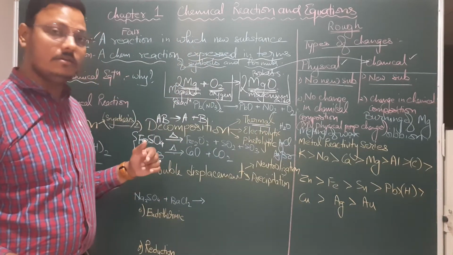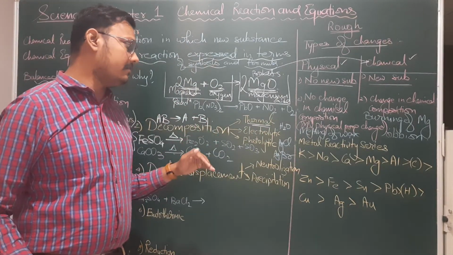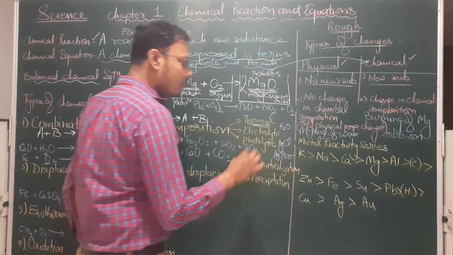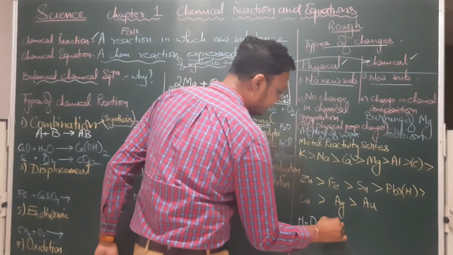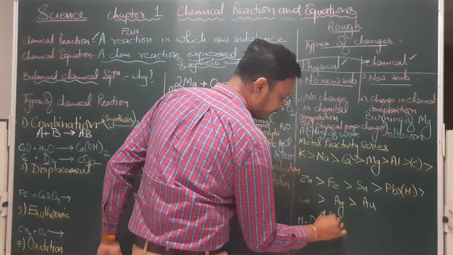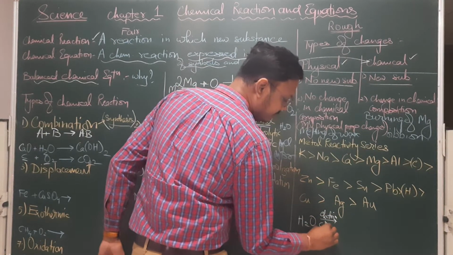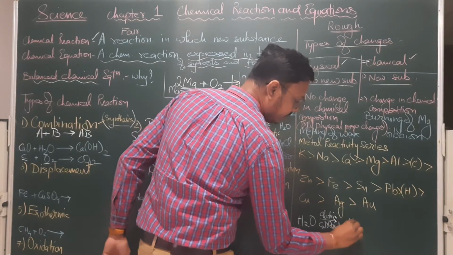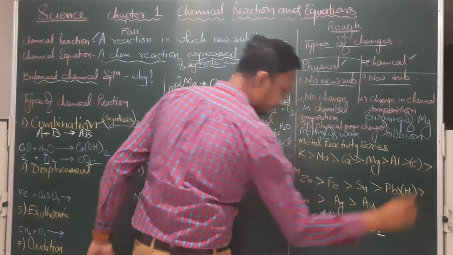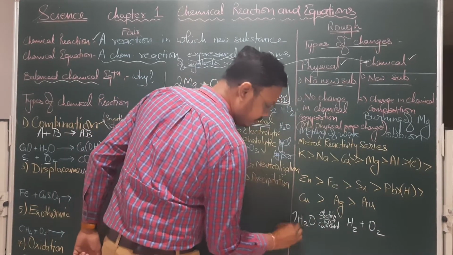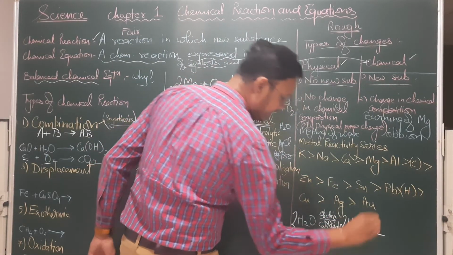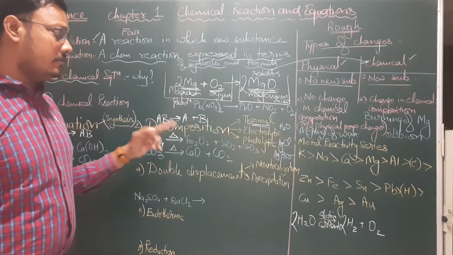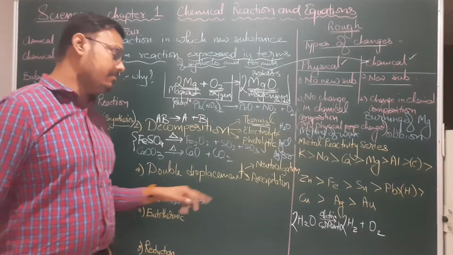Electrolytic decomposition, where electric energy plays an important part. You know about the electrolytic dissociation of water. When we take water and pass electric current, what happens? It breaks into hydrogen and oxygen. Now to balance this, we need to put 2 here. 2 hydrogen, 2 twos are 4, so we'll put 2 here as well. So this is an example of electrolytic decomposition.